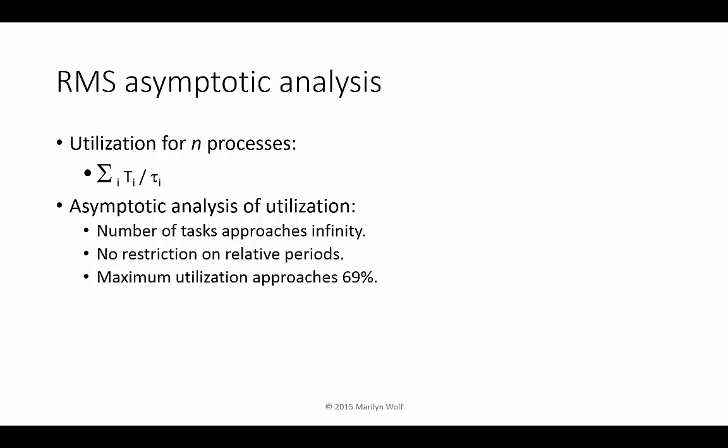We can understand this a little better with an asymptotic analysis to see what happens when we increase the number of processes. So the utilization is the sum of the ratios of the computation time and the periods. As we increase the number of processes to infinity, with no restriction on the relative periods, you can prove that the maximum utilization approaches 69%. So remember that for particular combinations of periods, we can get 100% utilization. But this asymptotic result illustrates the fact that RMS doesn't always use 100% of the CPU. It does, however, guarantee that it meets its deadlines.